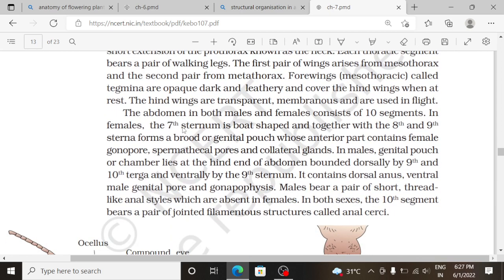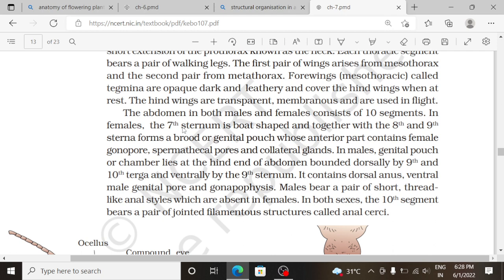The abdomen in both males and females consists of 10 segments. In females, the 7th sternum is boat-shaped and together with the 8th and 9th sterna forms a brood or genital pouch whose anterior part consists of the female gonopore, spermathecal pores and collateral glands.